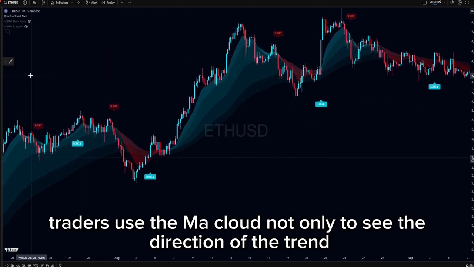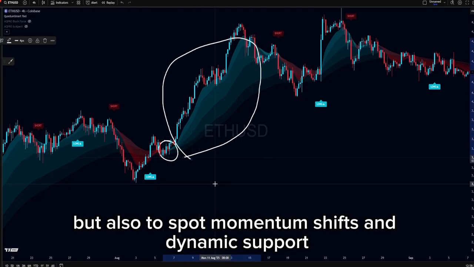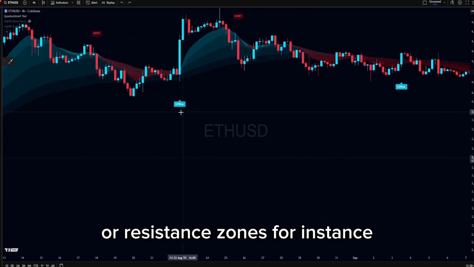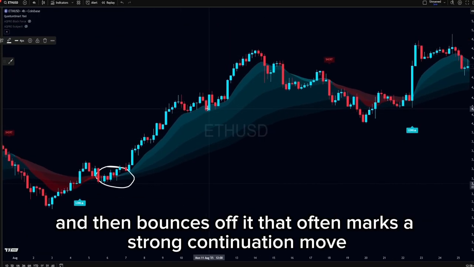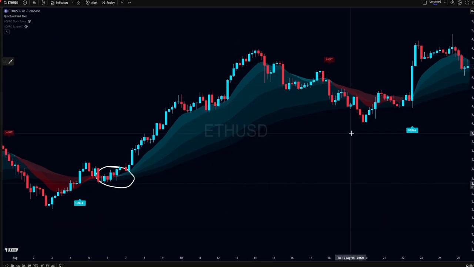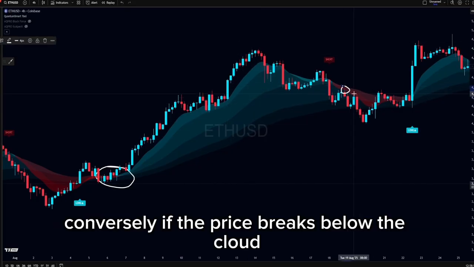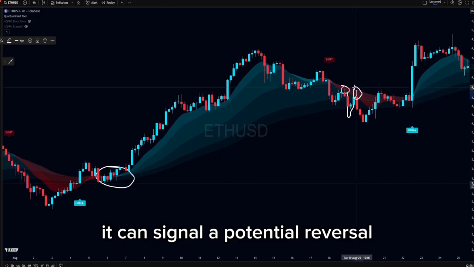Traders use the MA cloud not only to see the direction of the trend, but also to spot momentum shifts and dynamic support or resistance zones. For instance, when the price pulls back into the cloud during an uptrend and then bounces off it, that often marks a strong continuation move. Conversely, if the price breaks below the cloud, it can signal a potential reversal.